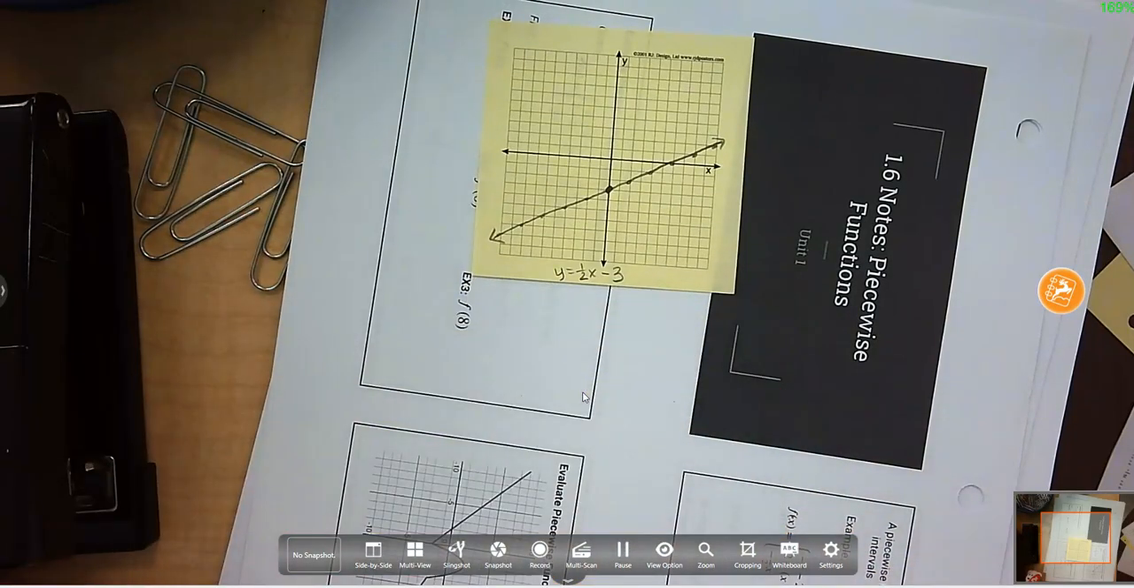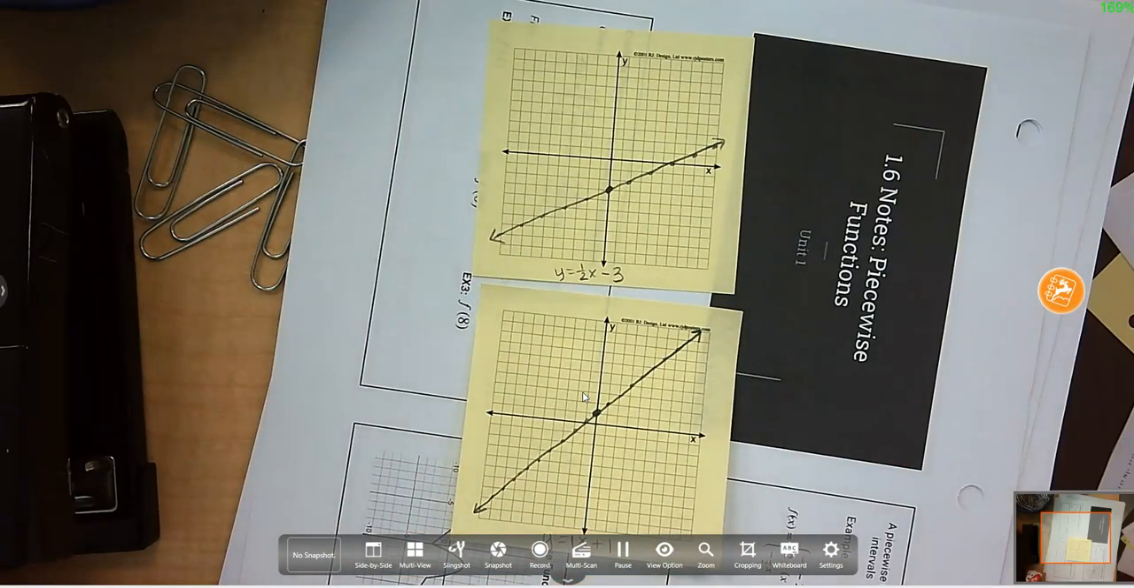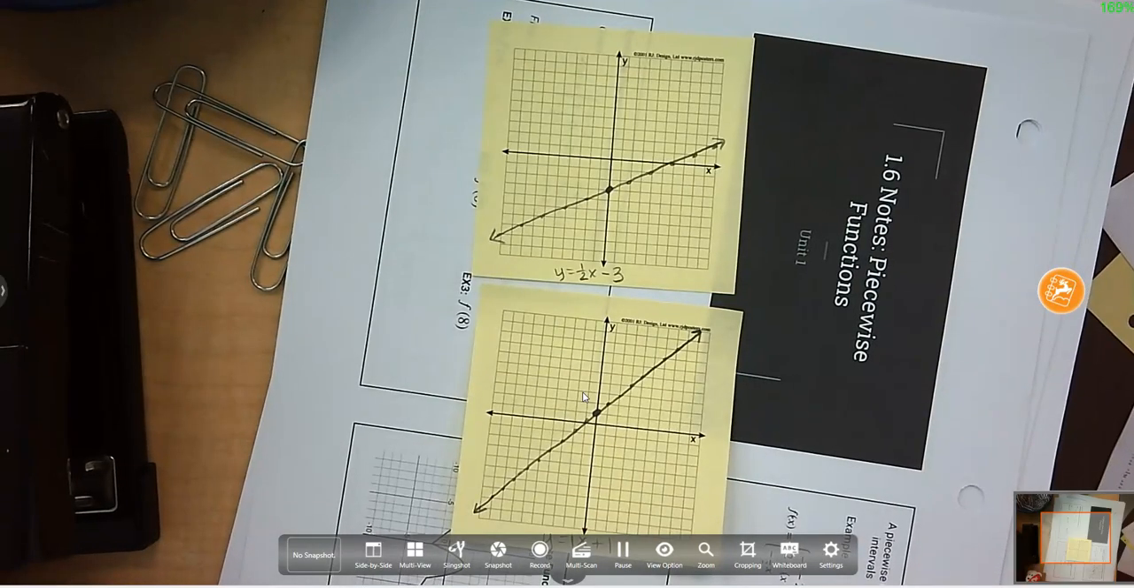And so you should have these two graphs. Double check, make sure they look good. Okay? Alright, now, this is what we do for a piecewise function. I think this is kind of helpful to actually, like, literally cut. Okay? So, whoever, one of you, take the scissors.